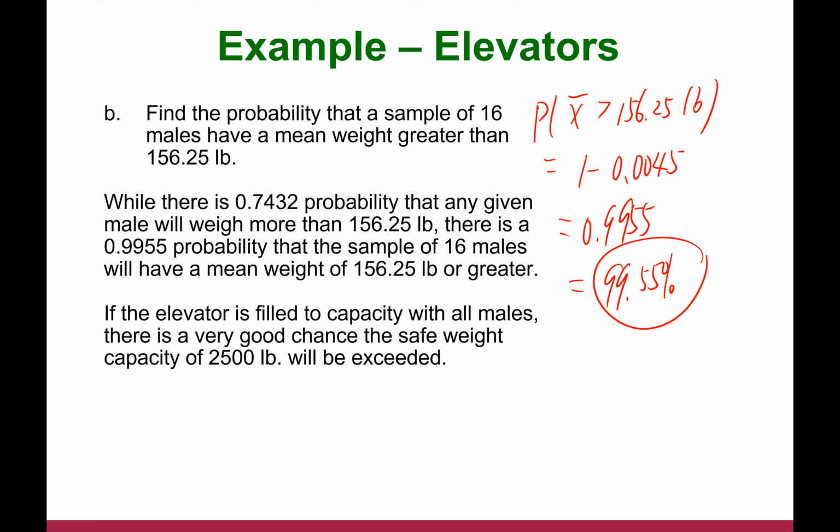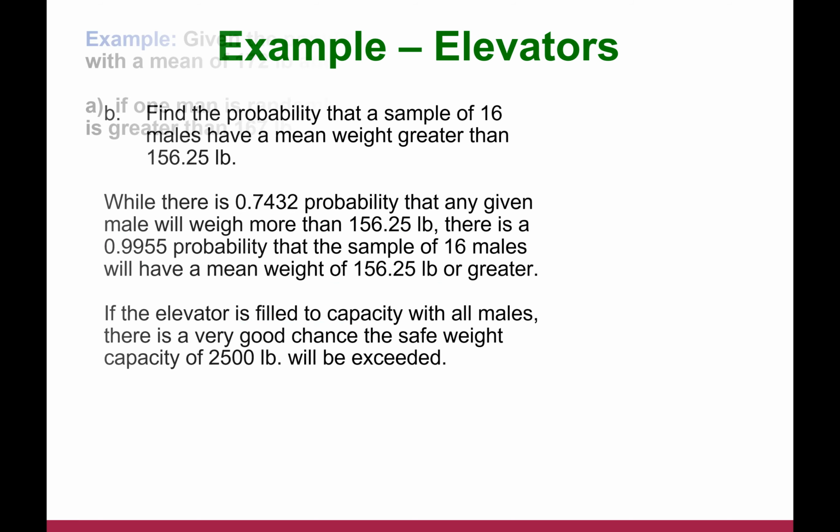So while there is a 0.7432 probability that any given male will weigh more than 156.25 pounds, there's a 0.9955 probability that a sample of 16 males will have an average weight of 156.25 pounds or greater. So if the elevator is filled with all males, there's a very good chance this safe weight capacity of 2,500 pounds will be exceeded, which is very risky. So you should definitely avoid that.